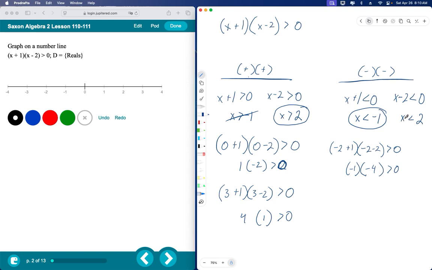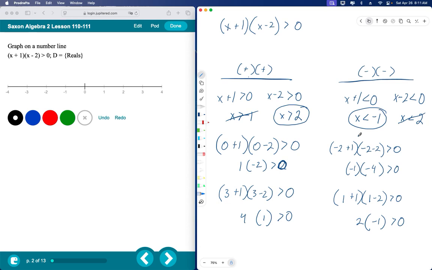I'm going to substitute in a number less than 2, which would be just a +1. So 1 plus 1 and 1 minus 2 greater than 0. That's 2 times -1, which would make a -2, and that is not greater than 0. So these are the ones that are true. So these are the ones that we graph.